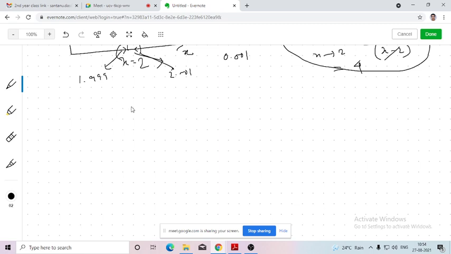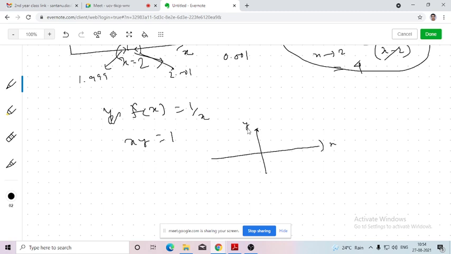Now, what will happen if I consider the function as 1 by x? Here also at x equals 0, the function is not defined. So this is y equals 1 by x, which ultimately will be xy equals 1. If I want to draw the graph, then what will be the locus of this graph? X axis, y axis. What will be the locus? Hyperbola. The rectangular hyperbola, like that. All of you know this. This will be the graph.